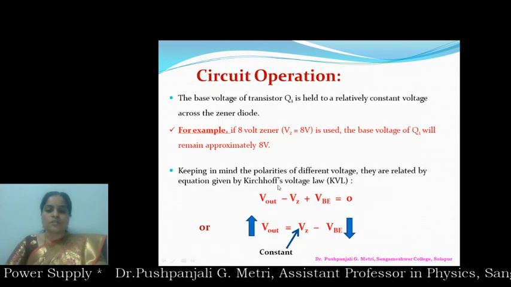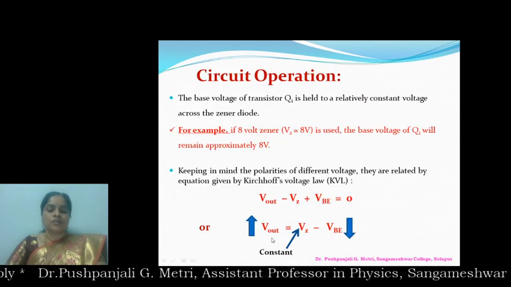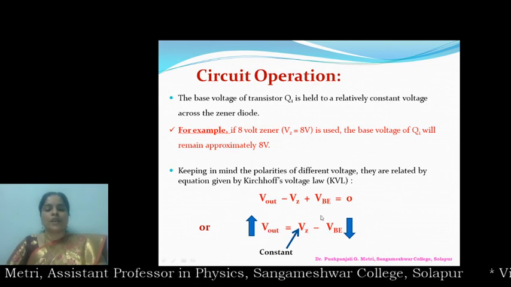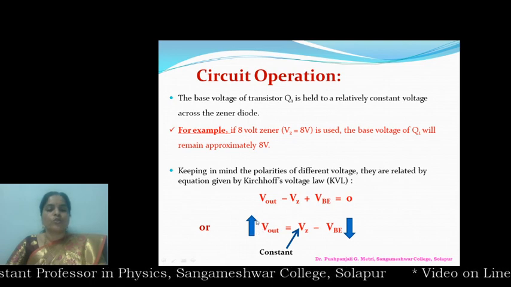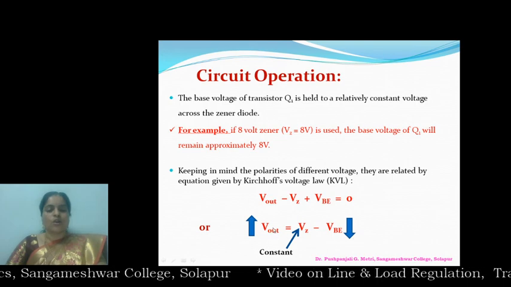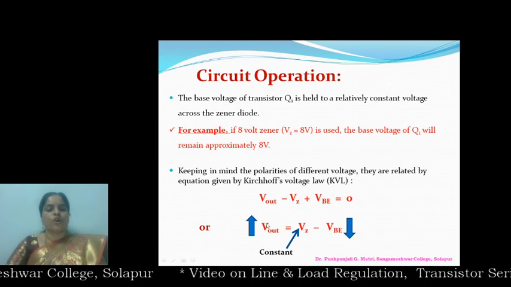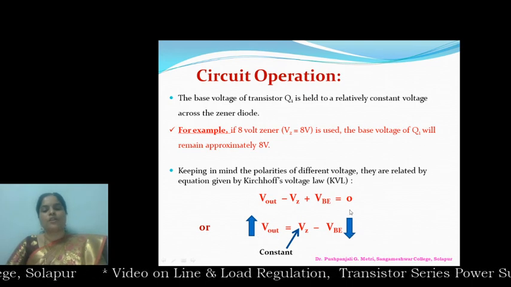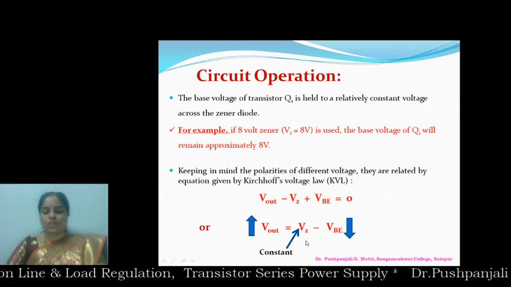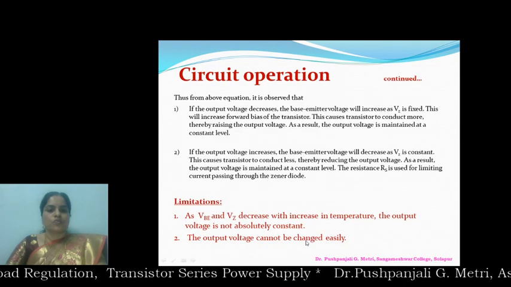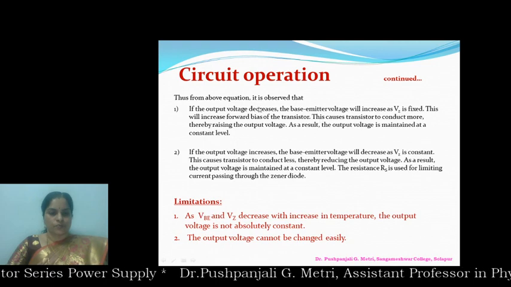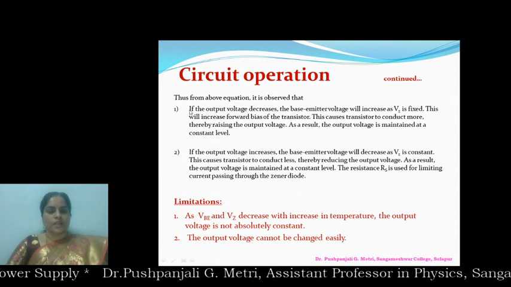To maintain this rule of the closed loop, only these two have to manage. That means if the output voltage increases, the base to emitter voltage is going to decrease, or vice versa. If the output voltage decreases, the base to emitter voltage will increase, because the Zener voltage remains constant. In this way, in these two points we can understand the circuit operation. That is what has been explained here.